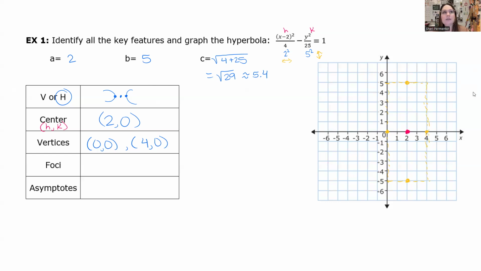You go up and down 5 in the Y direction because it's B, and then left and right 2 because it's in the X direction. Okay, these are not part of your graph. These are guides for your graph.